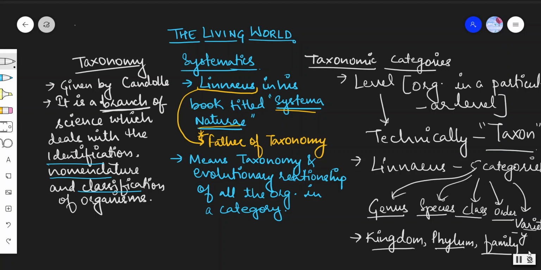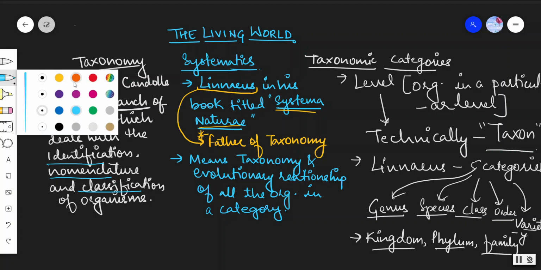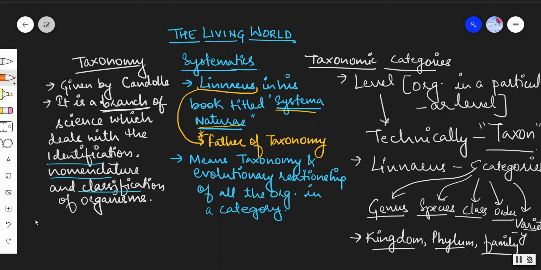Okay, but now when we arrange these categories in a proper systematic manner, we say that we have arranged them in a hierarchy. So the hierarchy that I'm talking about is the taxonomical hierarchy. If I arrange these categories in a particular manner, then it is called a hierarchy. Arranging these categories in a particular order is called hierarchy, and typically we can say that it is a taxonomical hierarchy.